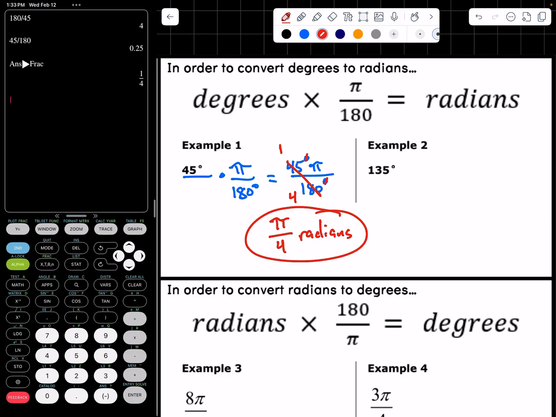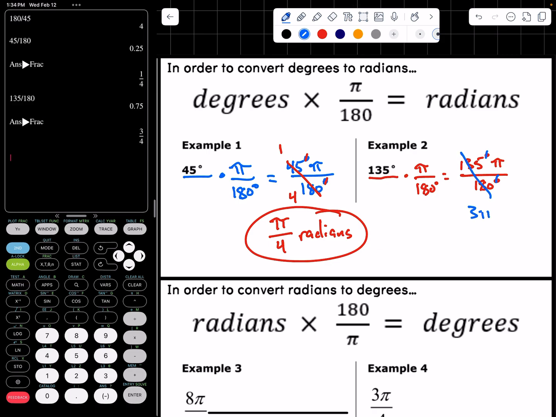So we're going to do kind of the same thing over here. Pi over 180 degrees, that equals 135 degrees over pi over 180 degrees. And then we're going to cancel out those degrees. 135 divided by 180, math frac. We end up with 3 pi over 4 radians.